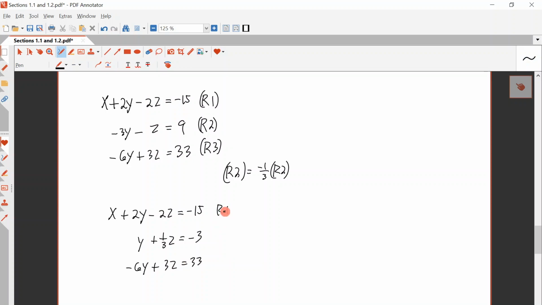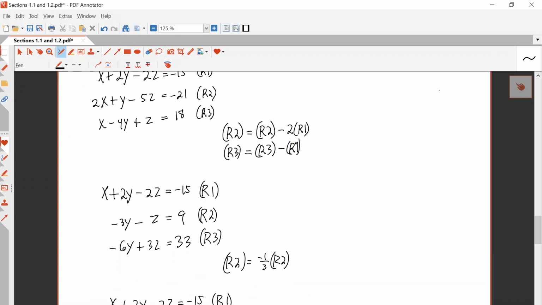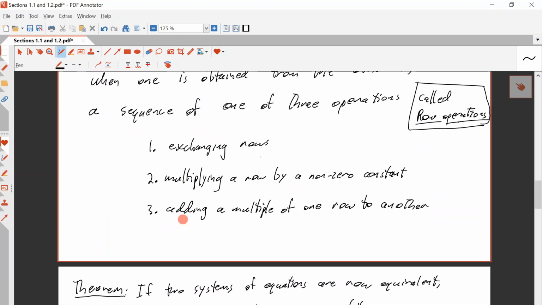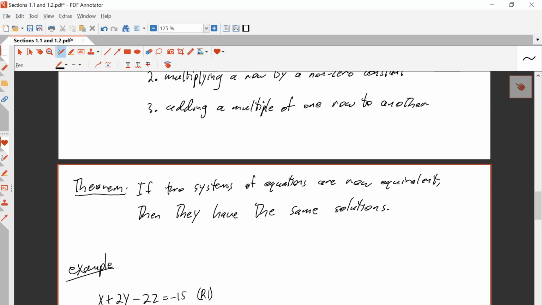Okay, so now I've got a new system of equations, row equivalent to the second, which is row equivalent to the first. So the solutions here are the same as the solutions here, are the same as the solutions there. So I did some row operations again, adding one row to another, or a multiple of one row to another, multiplying a row by a non-zero constant. That's operations 2 and 3 here. Operation 1 we won't use in this example, but in other examples you might.